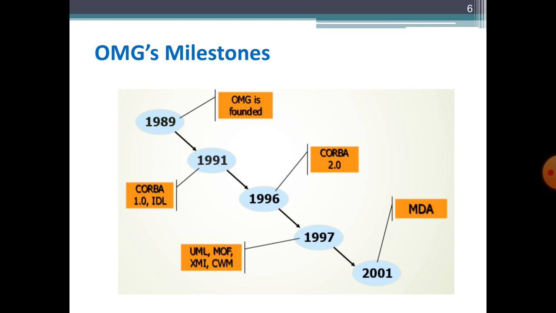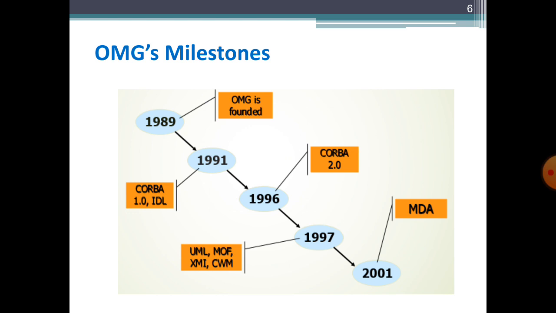So here is a brief history of how MDA evolved. In 1989, the Object Management Group was formed, and then in 1991 we got CORBA, and in 1996 another version, CORBA 2.0. Then we got the Unified Modeling Language, and ultimately in 2001 the OMG group arrived at model driven architecture. So what is this OMG group?